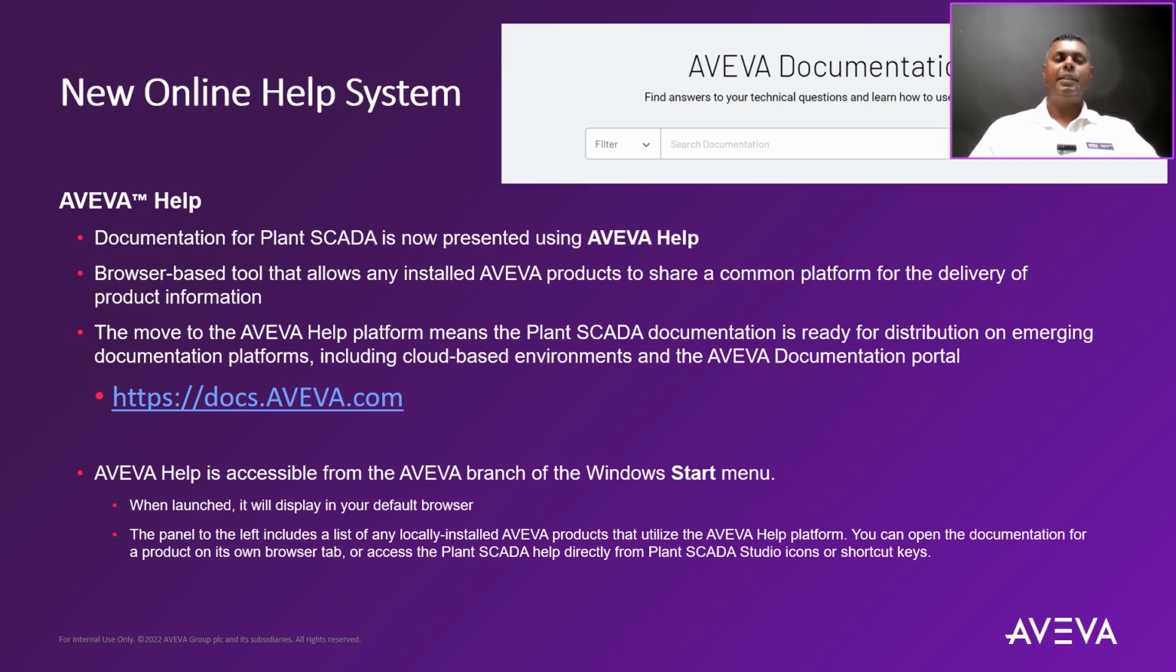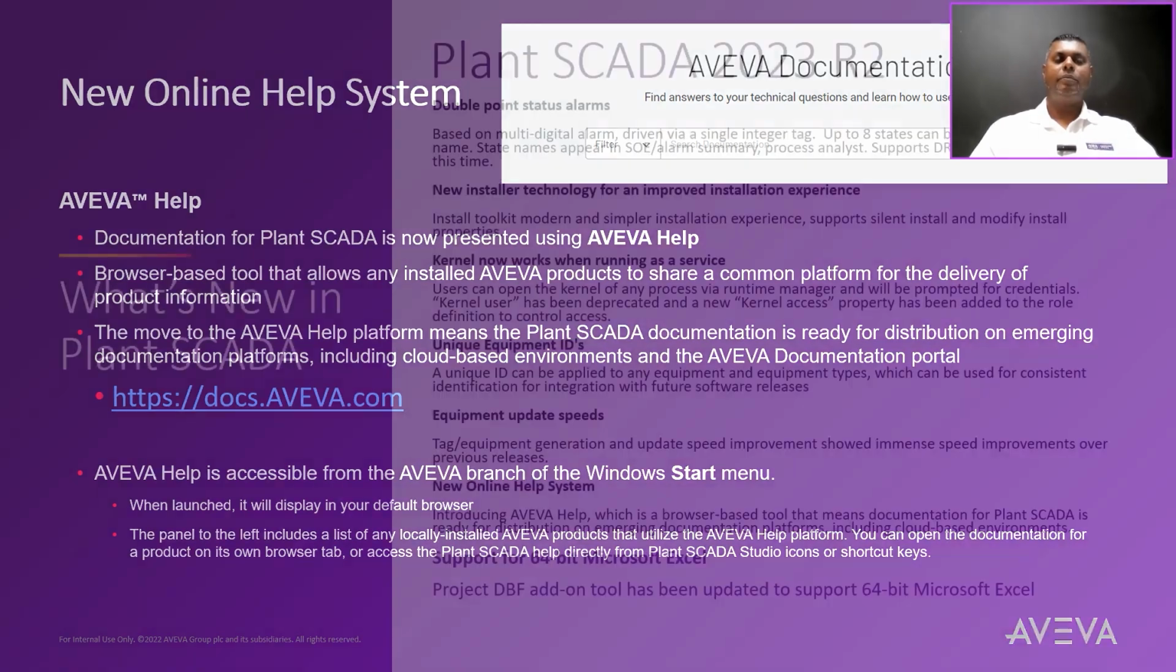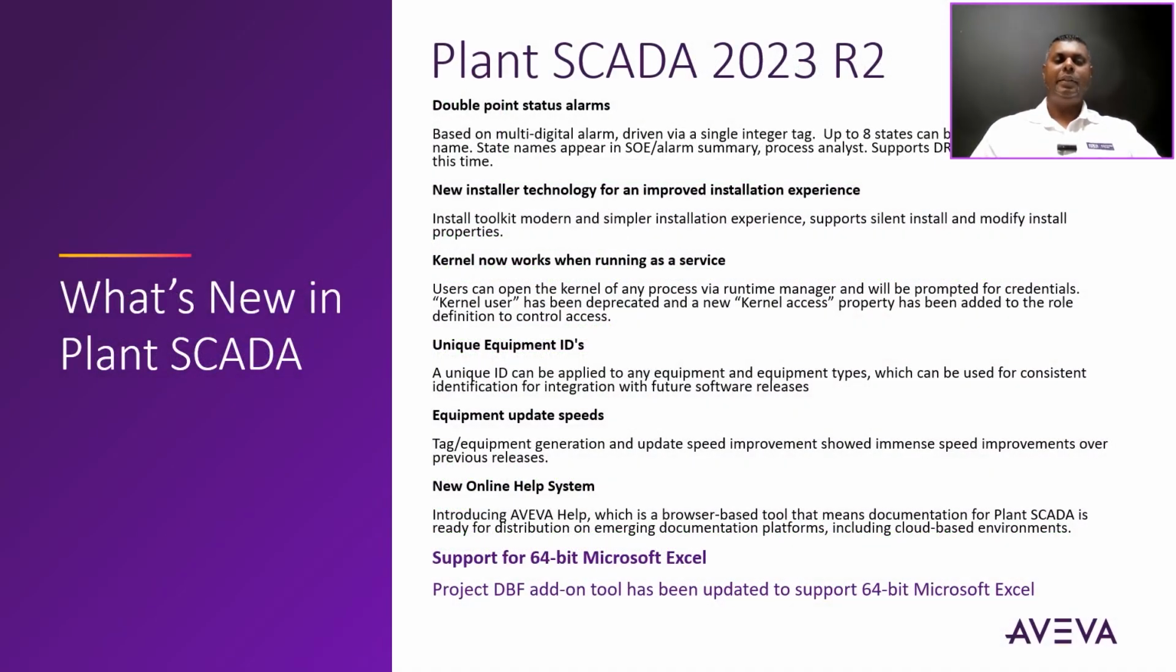Of course, it is still accessible local to the Plant SCADA 2023 R2 installation from the Windows Start menu, along with any other AVEVA products installed locally. Support for 64-bit Microsoft Excel. The Project DBF add-on tool has been updated to support the 64-bit version of Microsoft Excel.